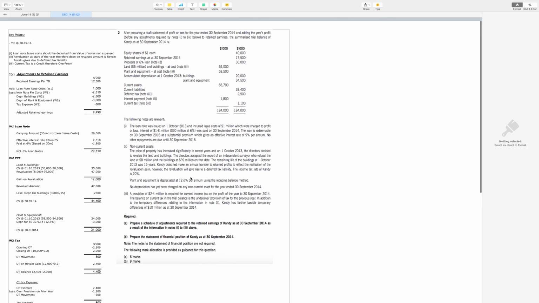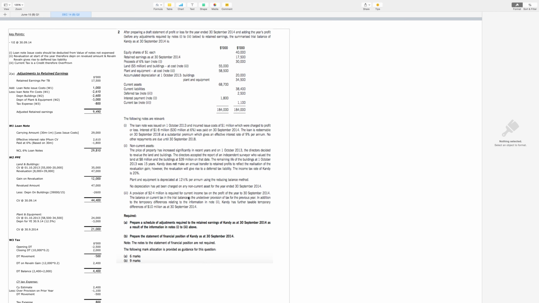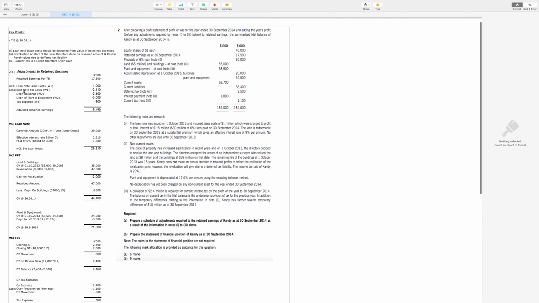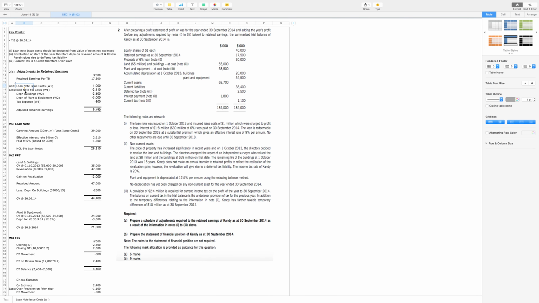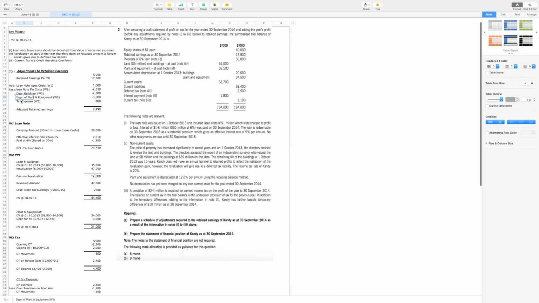Okay, so we've read through and we know where we're going to be affected. We appreciate the fact that we're going to have a tax expense also here, which will be an adjustment to our retained earnings. So just to recap, as you'll see up in the pro forma here, we've got a loan note issue, loan note finance costs, depreciation on buildings, depreciation of plant and equipment, and tax expense. Okay, so with the general retained earnings adjustment, we would start with your retained earnings balance up at the top and work down through the notes that affect your overall balance.